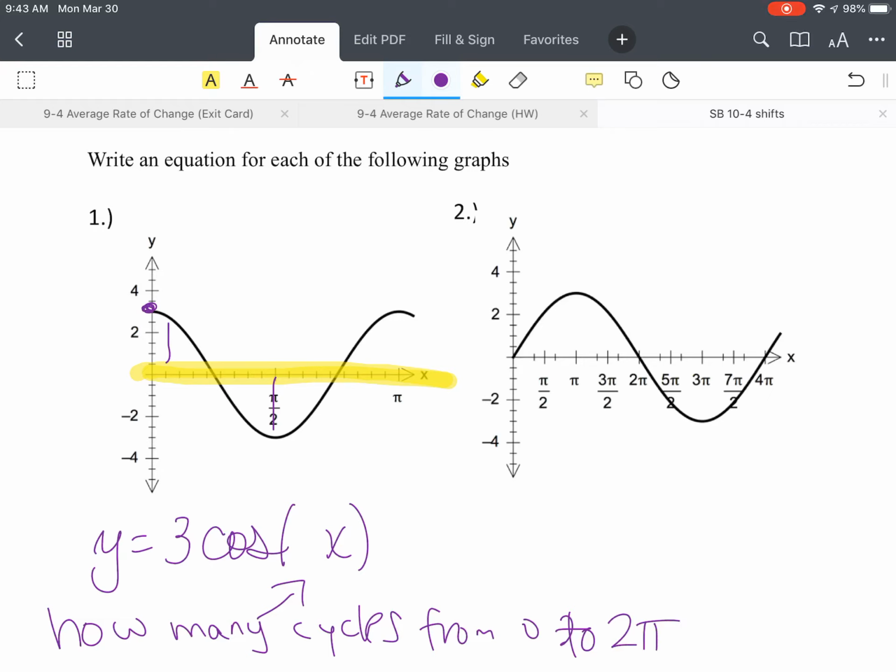Sometimes it's easy to kind of look and imagine it. From 0 to pi, I see one full cycle, right? Here are those 5 dots I talk about. That's one full cycle. So how many cycles would I see up to 2 pi? I would see 2 cycles. And there we go.